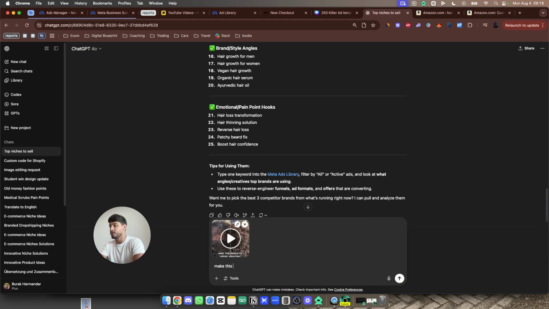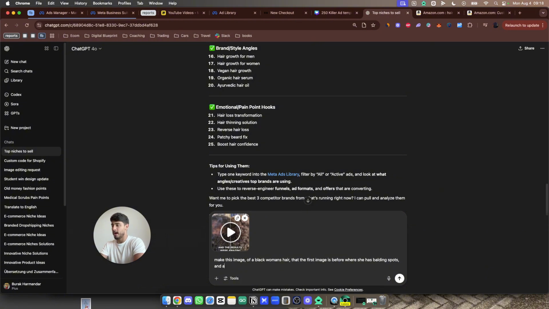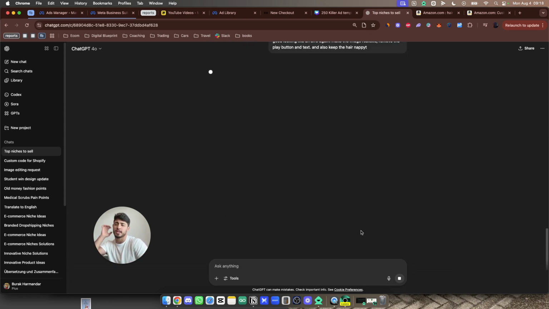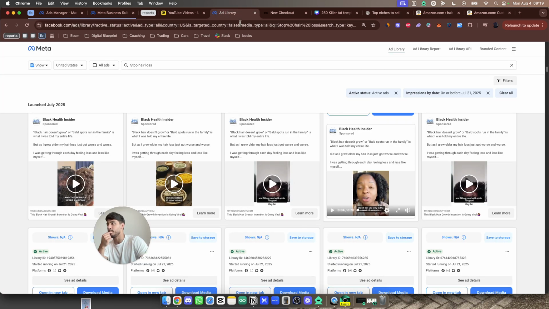Make this image of a black woman's hair, where the first image is before, where she has balding spots, and the after image is that her hair has grown back good, looking like an afro again. Make the image realistic, remove the play button and text, and also keep the hair nappy. I don't know, I'm just saying something. Let it create an image in the meantime while we go more into the rest.